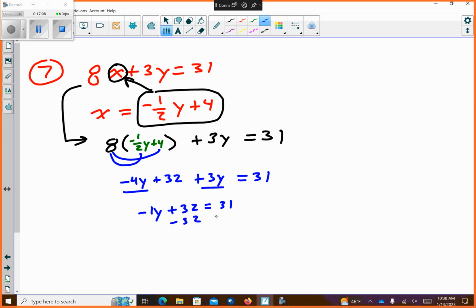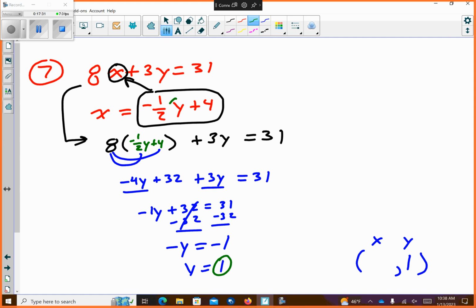Subtract 32. Oh, it looks weird. Am I done? No. What should I do with this 1? Plug it in where? Which one looks better? Bottom one, because I'm looking for an x equation. Good.